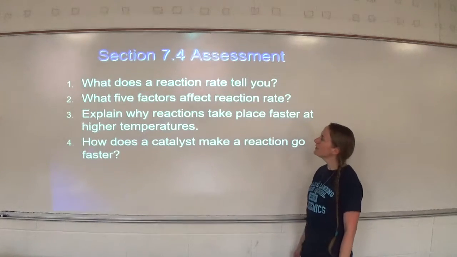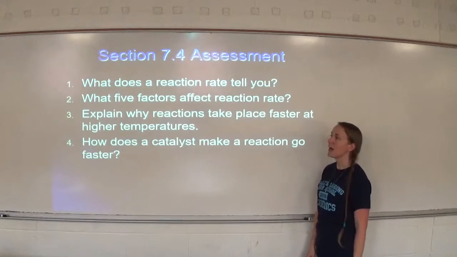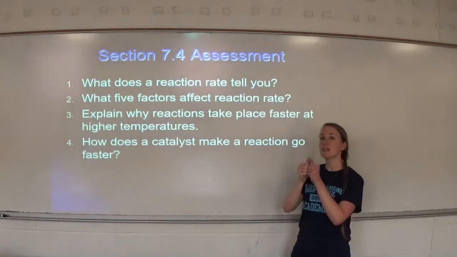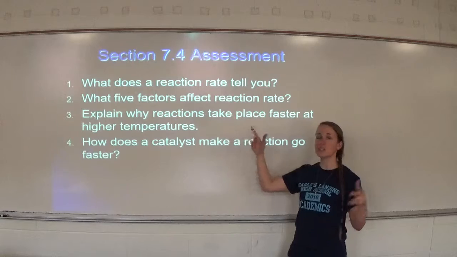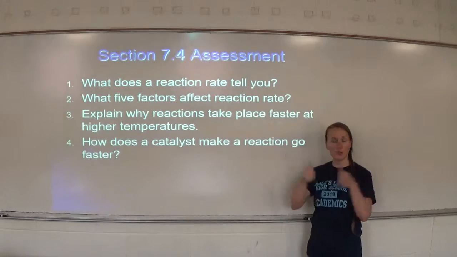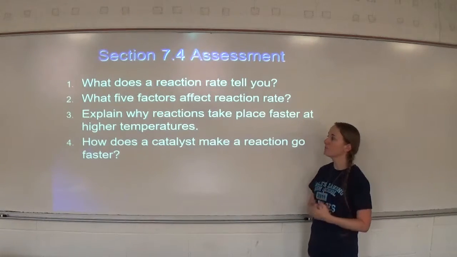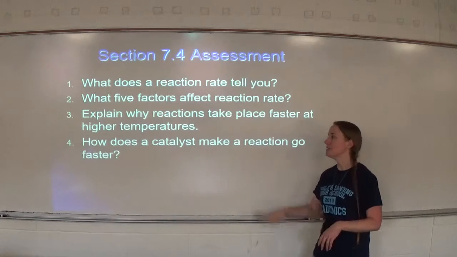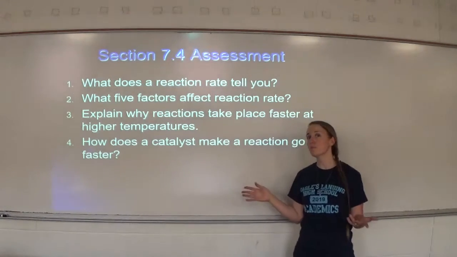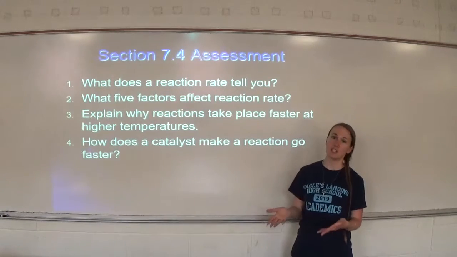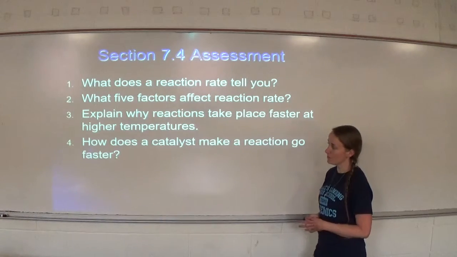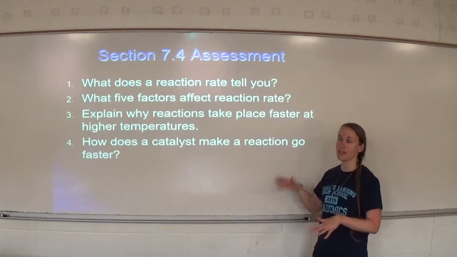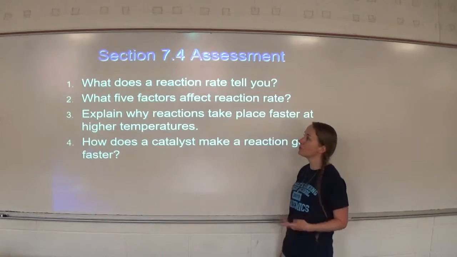Number 3, explain why reactions take place faster at higher temperatures. Well, remember, at higher temperatures, the particles are moving faster, so they can collide more often. Remember, collisions is what allows particles to react. If they don't collide, they can't react with one another. Number 4, how does a catalyst make a reaction go faster? It changes the mechanism, or you can say it lowers the activation energy for the reaction to occur. So it either changes the mechanism, or you can say it lowers the activation energy. That's the energy needed for a reaction to occur.